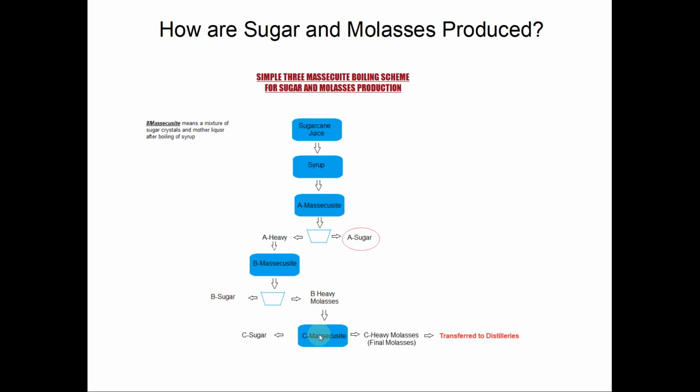So in all these stages, we get both sugar and molasses. But along these processes the purity of sugar drops as we move from A to C, as well as the ethanol yield from these three types of molasses.